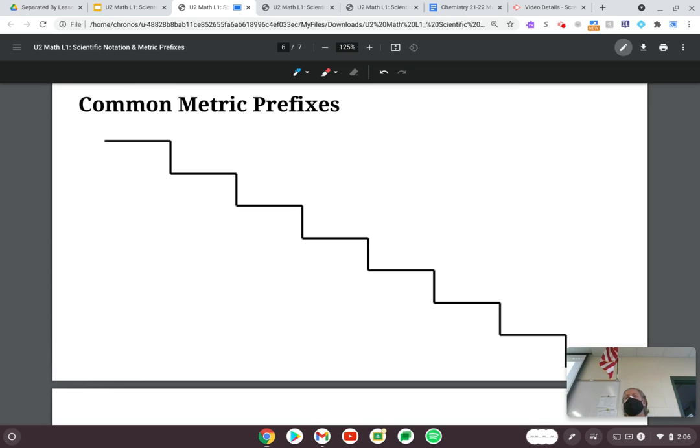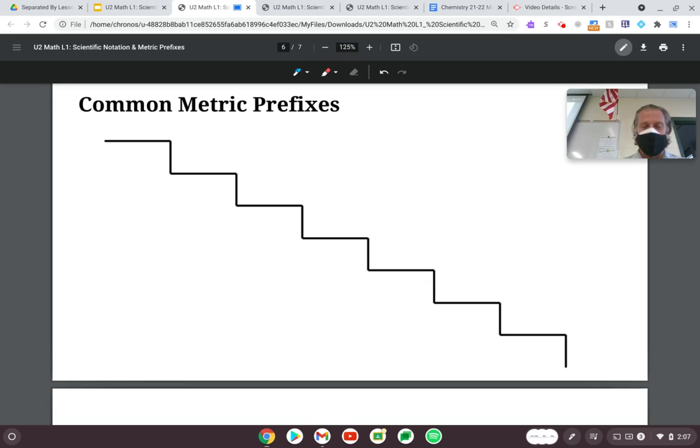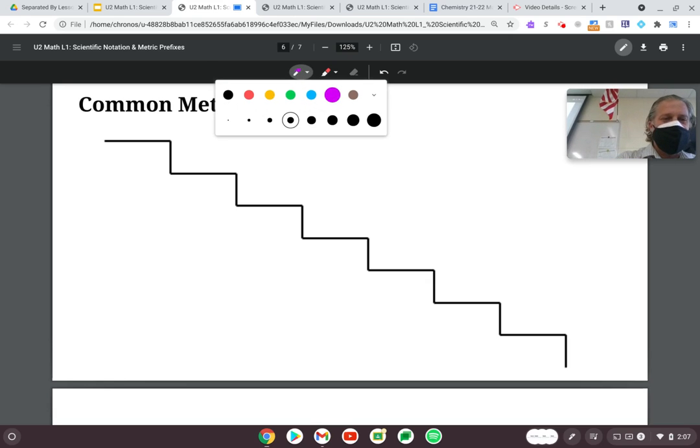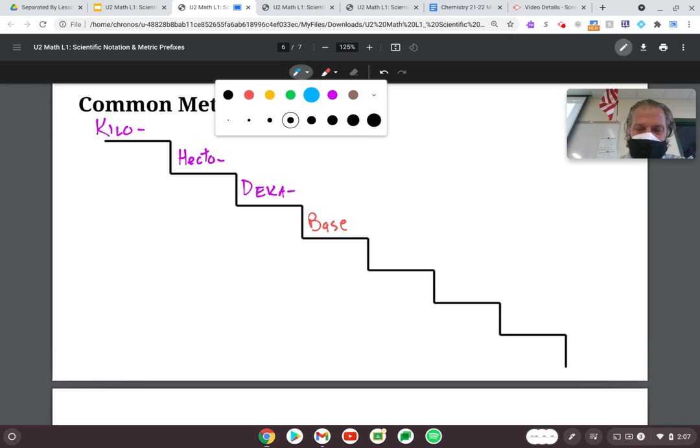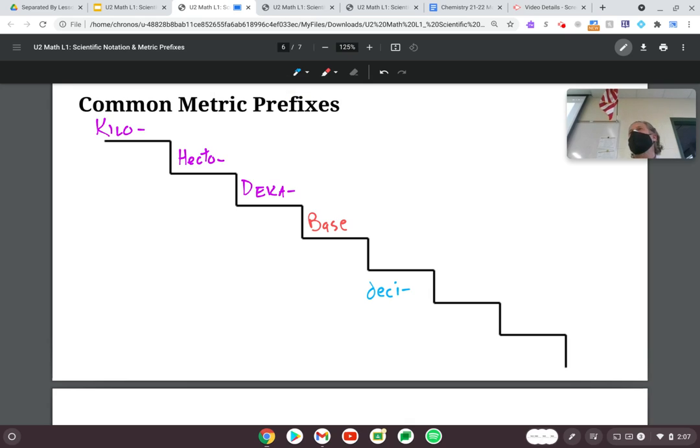Enough pontificating, I digress. You need to know some of these. You need to be familiar with these metric prefixes. So here we go. Let's talk about them. You might be familiar with a prefix that is kilo. You might be familiar with a prefix that is hecto. You might be familiar with a prefix that is deca. Then we have the base unit. And then you might be familiar with a prefix that is deci. And then centi. And then milli.